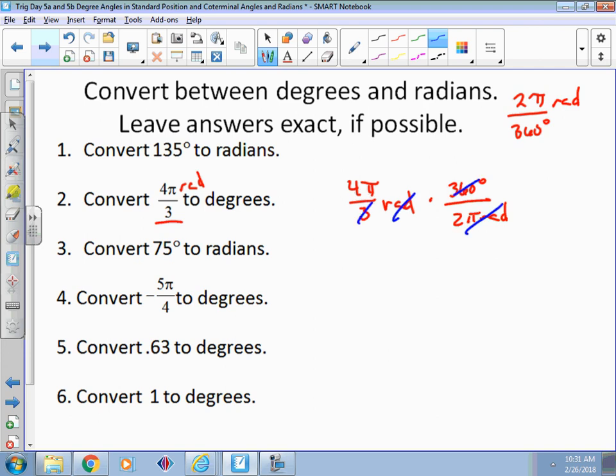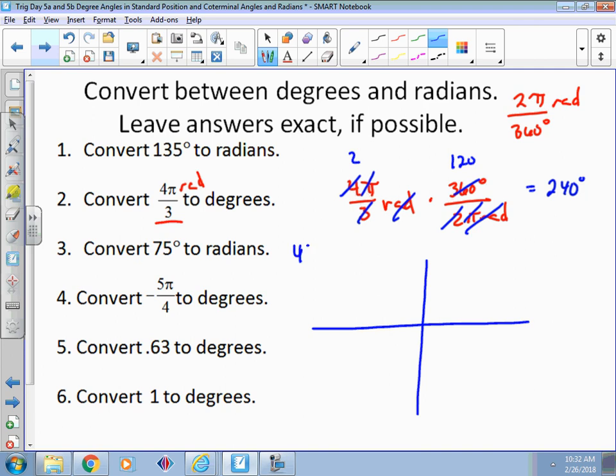So 3 goes into 360, 120 times. Oh, my pi's will cancel here. 2 goes into 4 twice. 2 times 120, 240 degrees. So apparently 4 pi over 3 is 240 degrees. Are you watching closely?